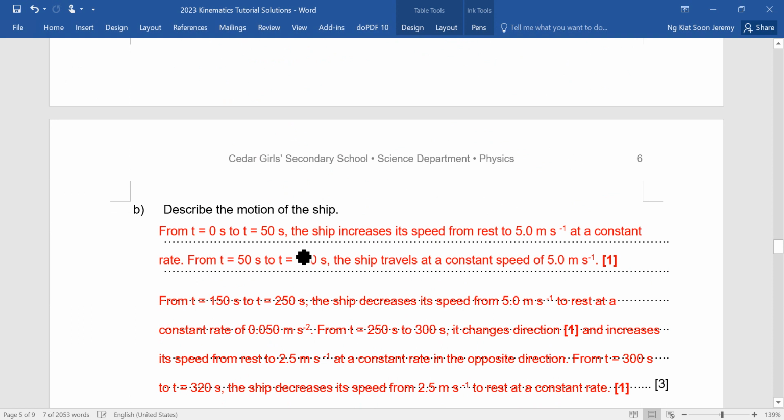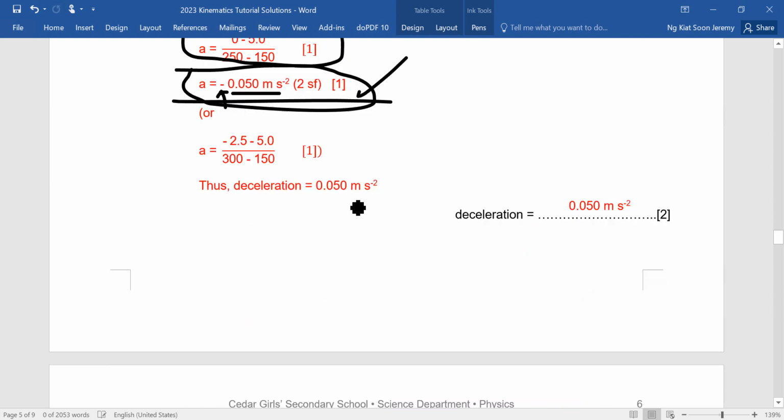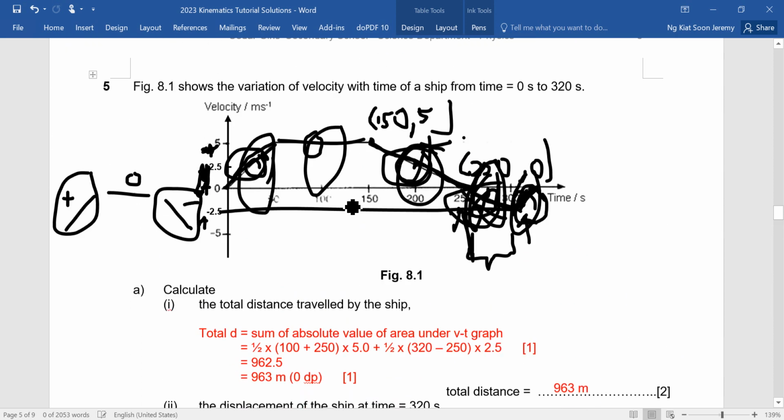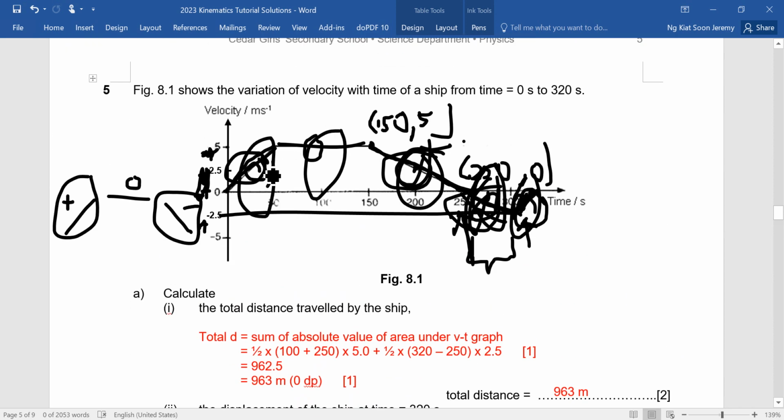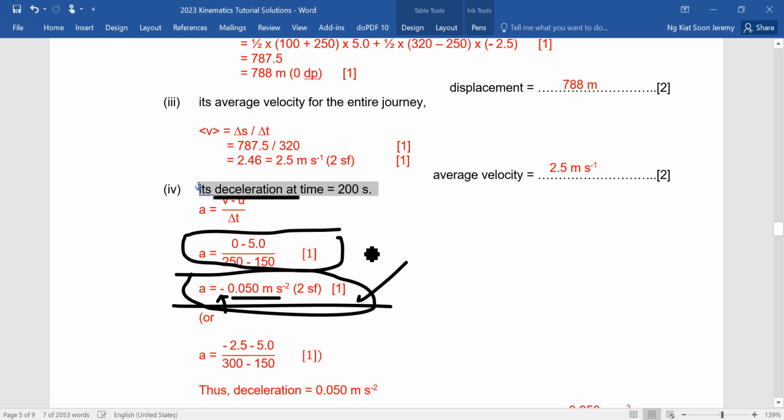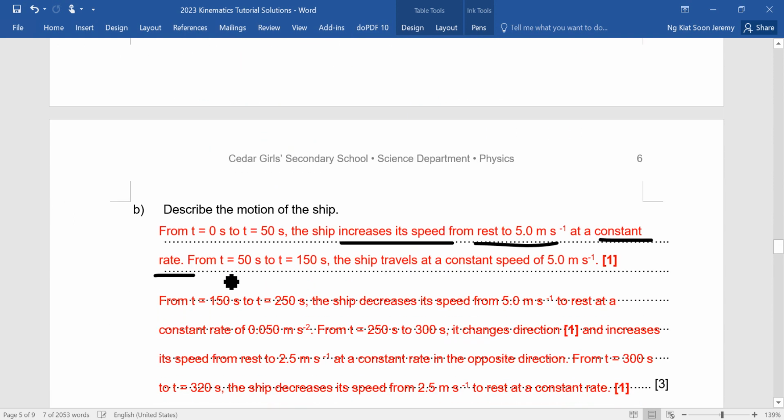Describe the motion of the ship. From 0 to 50, the ship increases speed. Speeds up from rest to 5 meters per second at a constant rate, or you can say at constant acceleration. Why do I describe it as a constant rate? Because I know this is a straight line. So the straight line implies that the acceleration is constant. From 50 to 150, constant speed. Why do I bother to put a number here? Because it's easy to read off the graph. From here to here, the ship decreases its speed, or you can say it slows down.